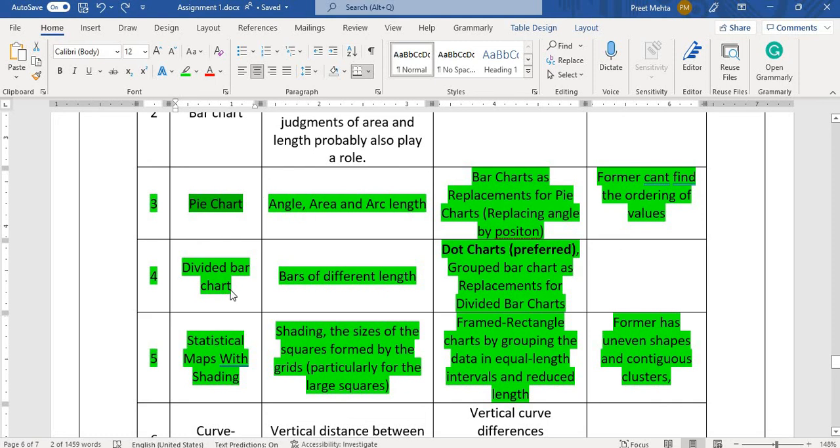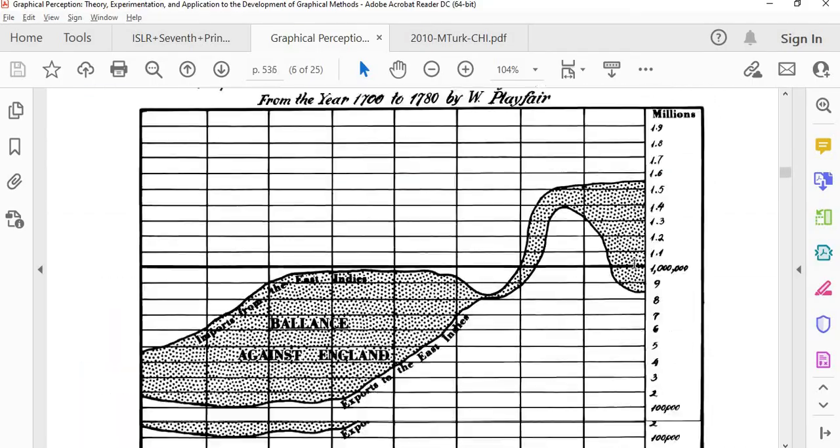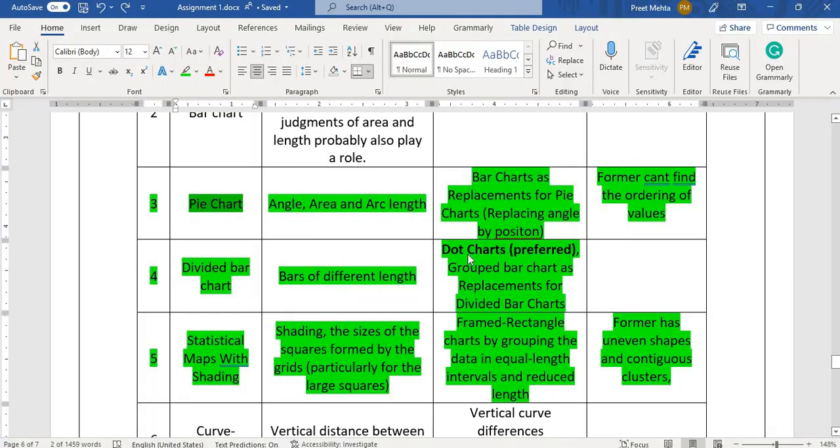Next is the divided bar chart. So in the divided bar chart, again, these are the lengths that we need to see. Alright, so the author is saying that instead of the length, a human brain can easily judge the position. Right, so instead of a divided bar graph, you should always prefer the dot charts.